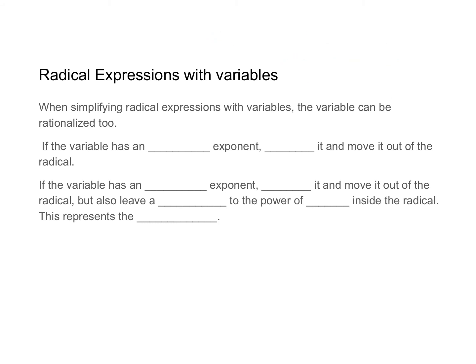So here's what I want you to try to remember from all that. If the variable has an even exponent, all you have to do is half it and move it out. So that's that x to the 4th. And you half it and it becomes x squared.